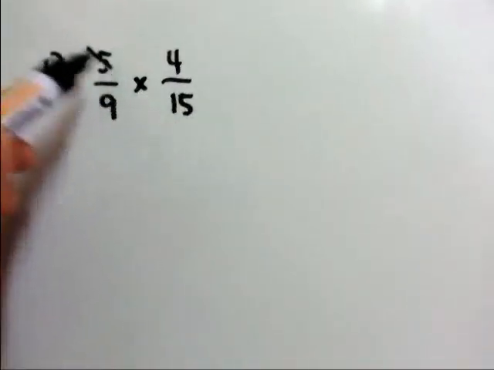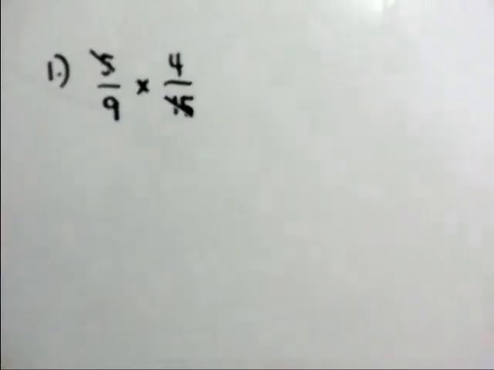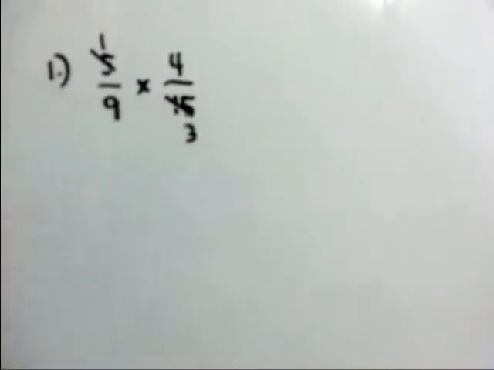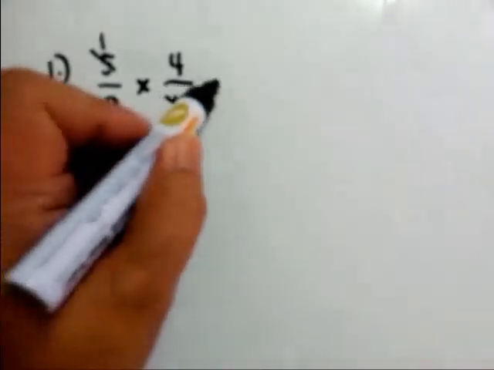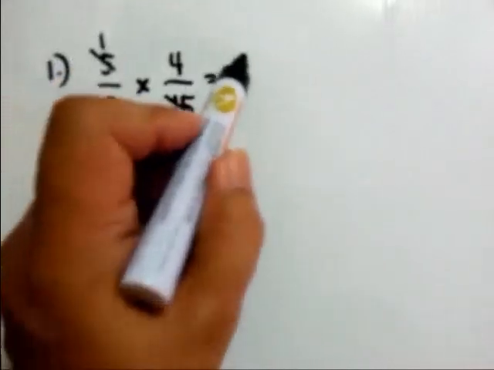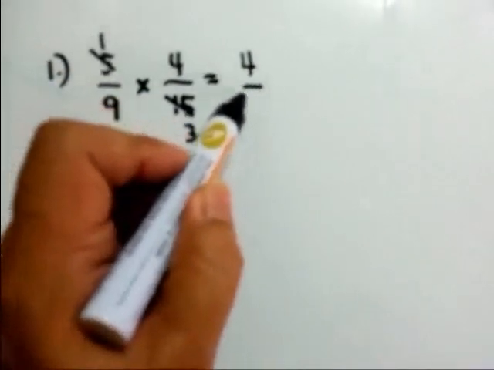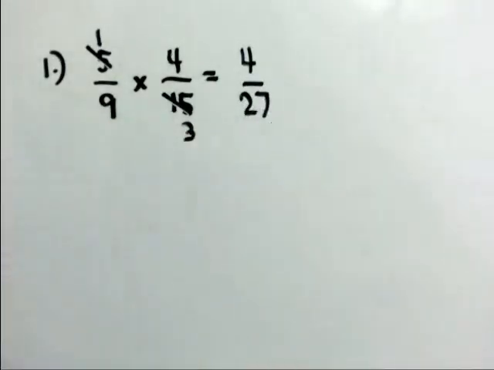5 and 15 are divisible by 5. 5 divided by 5 equals 1. 15 divided by 5 equals 3. So we have 1 over 9 times 4 over 3. We multiply. 1 times 4 equals 4. 9 times 3 equals 27. And so we have 4 over 27.